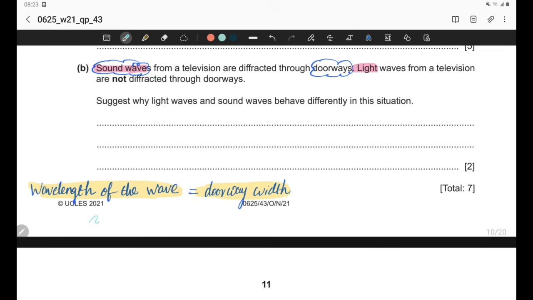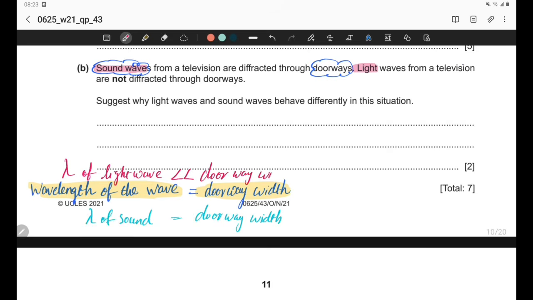So the wavelength of the sound wave is almost equal to the width of the doorway. That is why sound waves always diffract through doorways. But the wavelength of light waves is very, very small compared to the doorway width, so it does not satisfy the condition to have diffraction, because the condition for the best diffraction is that the wavelength should be equal to the gap width. So this is the reason.